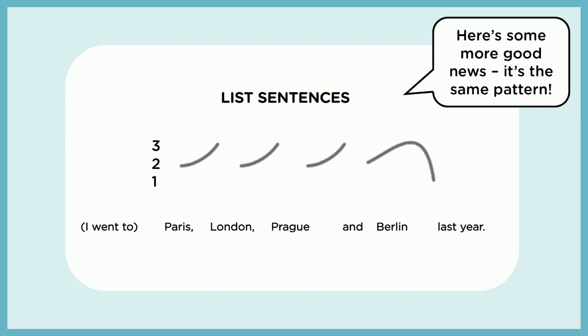Some more excellent news. It's the same pattern when we list things in sentences. So instead of "do you prefer Paris, London...", you could say, "I went to Paris, London, Prague, and Berlin last year." Exactly. This one's a bit longer. We've added "last year".